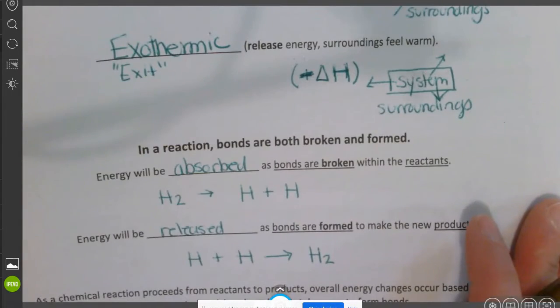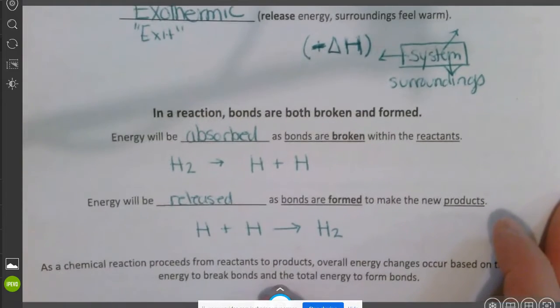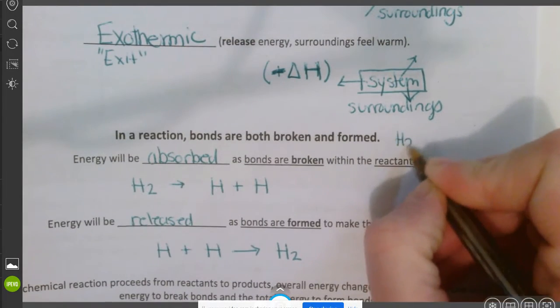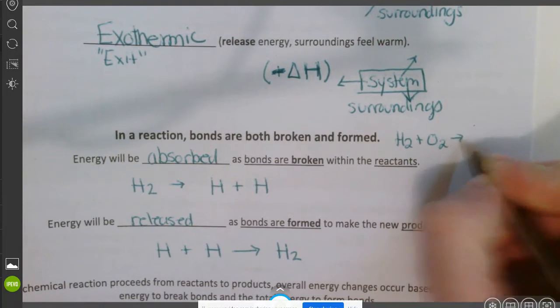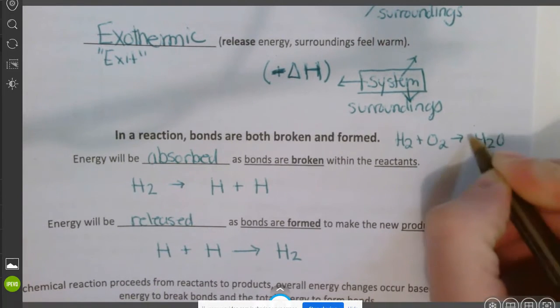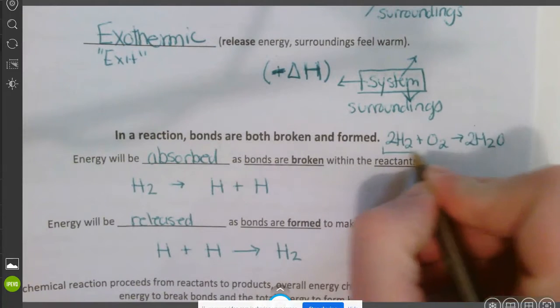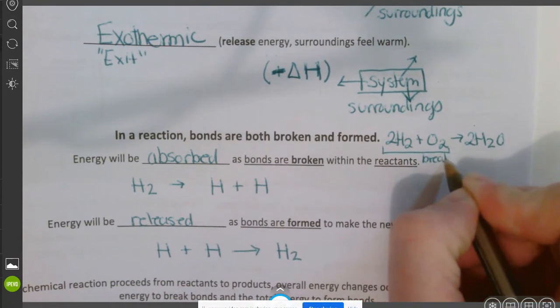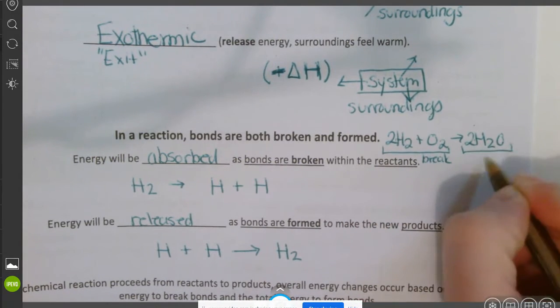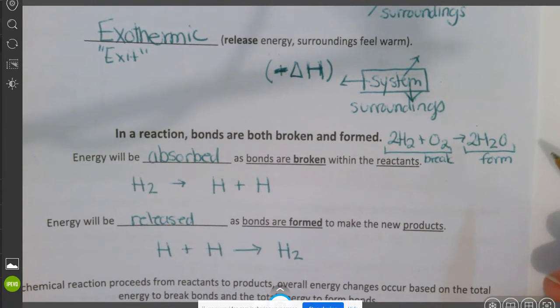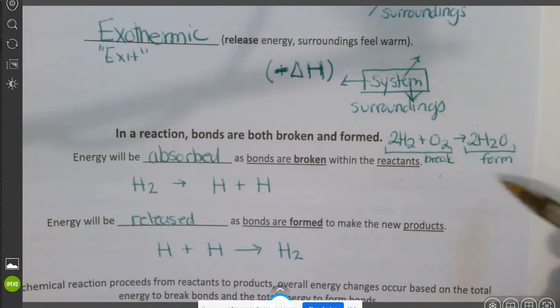So one little thing that we haven't talked about yet with bonds is that in a reaction, bonds are both broken and formed. So say I have this reaction where we're synthesizing water. We're going to be having bonds breaking over here in our reactants, and then they're going to be forming in our products. So reactions involve both, but each process, the breaking and forming of bonds, is a different change in energy.